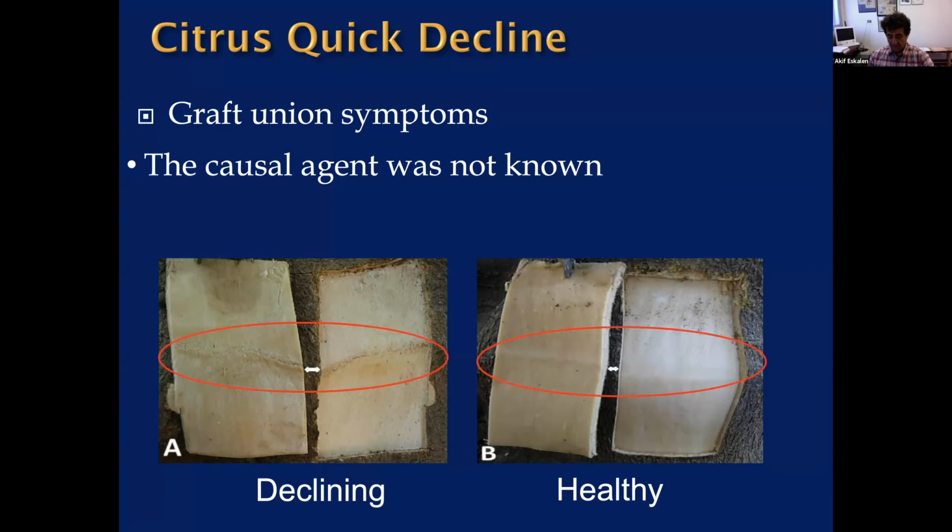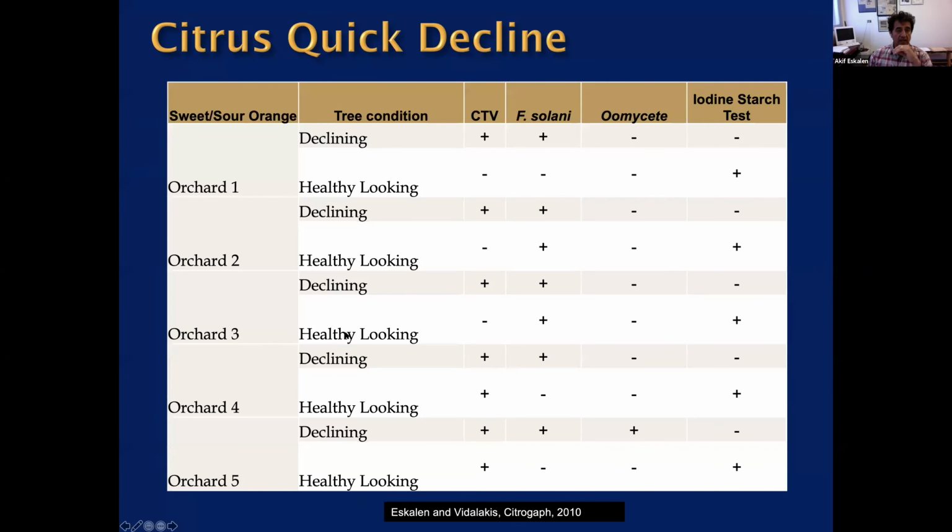Okay, so as you can see, those are the symptoms. So what we did at that time is that we visited 5 different orchards and collected samples from the declining and healthy looking plants. Georgios did the citrus tristeza virus identification.